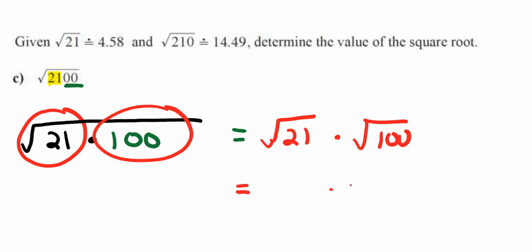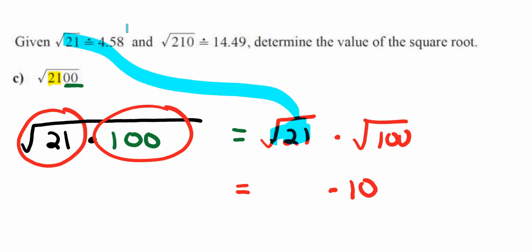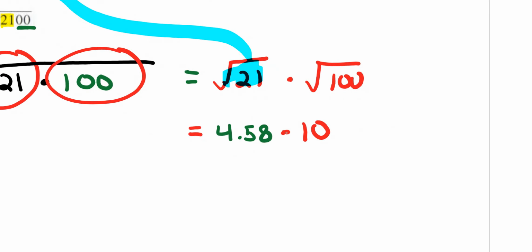I know the square root of 100 is 10, and I know that the square root of 21, if I go back to the original problem here, that's going to be 4.58. If I multiply by 10 here, you just move the decimal spot. So 4.58 times 10, the number is getting bigger, and since you have a 10 there, you just move the decimal spot over. So that gives you 45.8 as a final answer for that one.